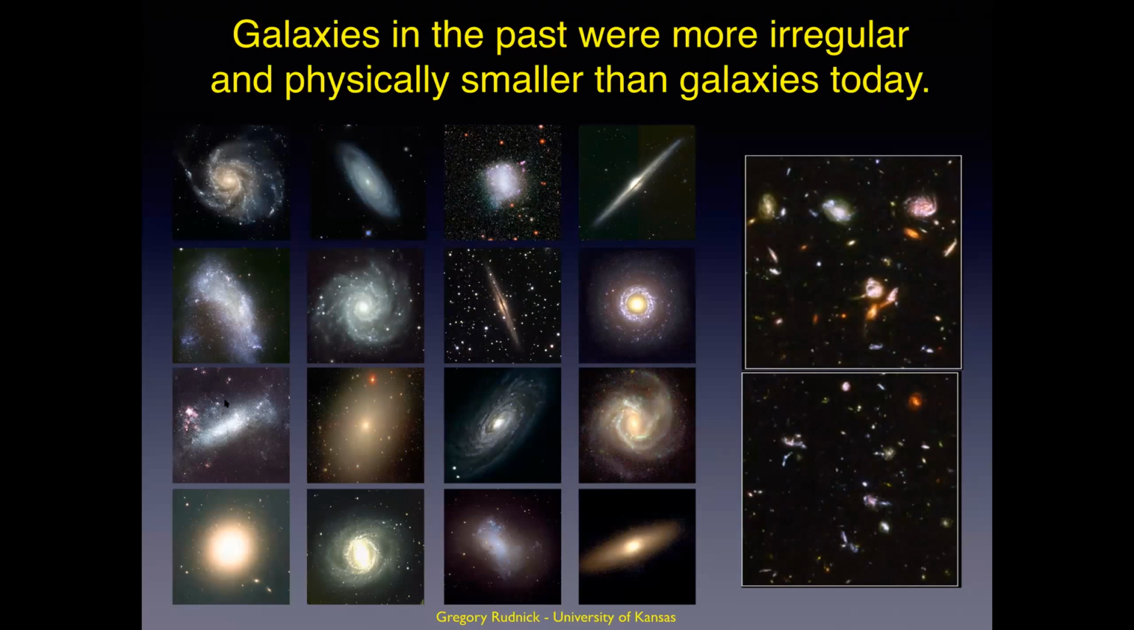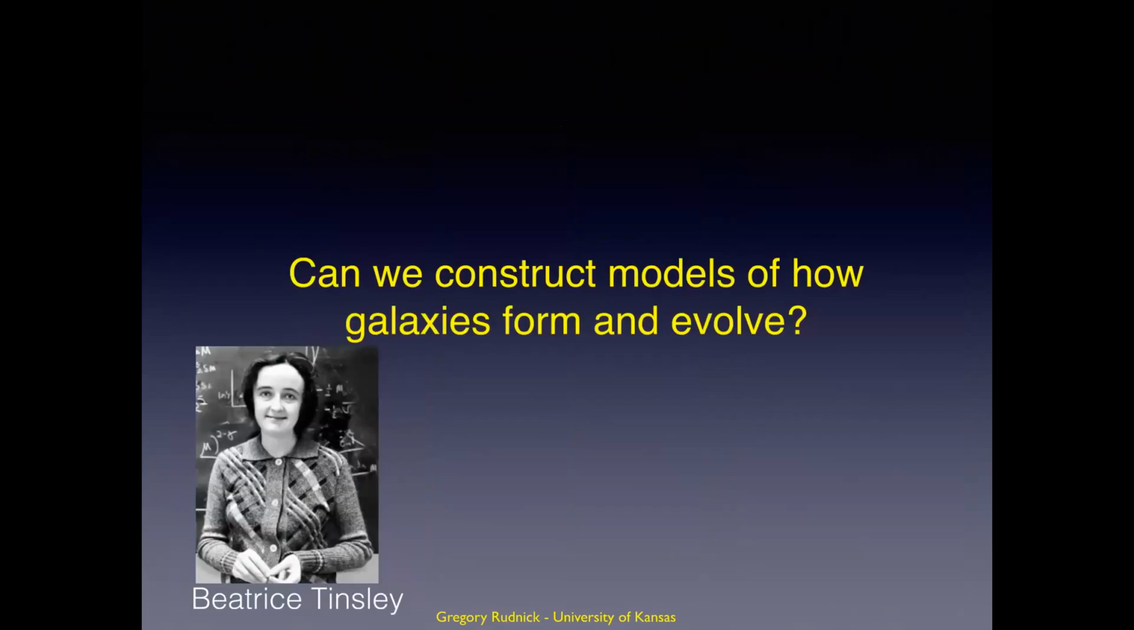The Large Magellanic Cloud is 1/10 the mass of the Milky Way, but these galaxies are big galaxies. This is what the Milky Way may have looked like 8 billion years ago. And so galaxies were both more irregular in the past, and they were physically smaller than they are today. Galaxies have grown in size by sucking in material from their surroundings, and I'll show an animation of what that looks like later. So can we construct models of how galaxies form and evolve?